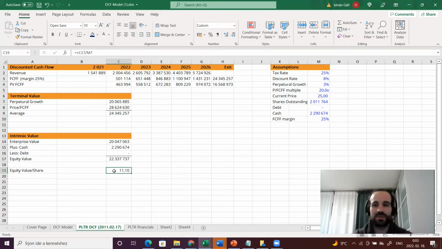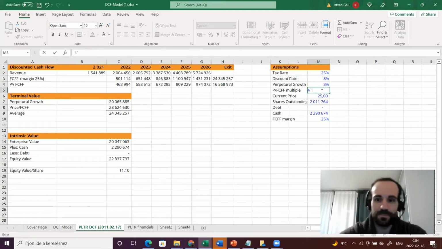So let's say, I just want to perform an exercise. Let's say that we use another market multiple to calculate the terminal value. Because as I said, I truly believe that Palantir at the end of the projection period would be valued by a higher multiple than the sector median. I can't exclude that it's going to be valued at a double multiple of the sector median. So let's see what would happen if the price to free cash flow multiple would be double what I used previously.